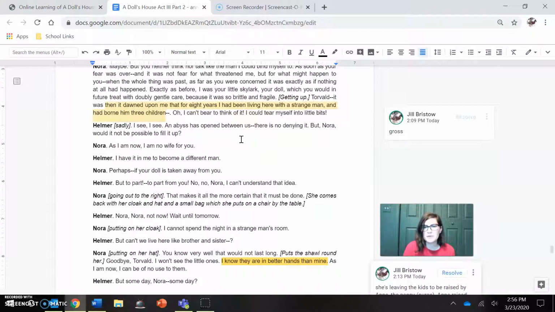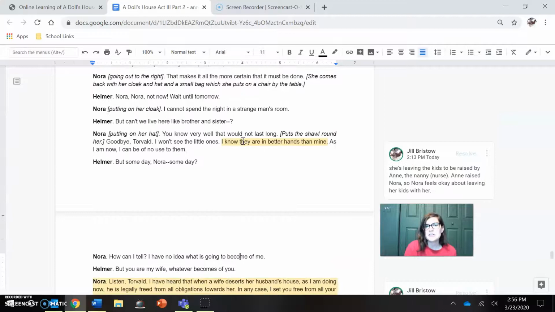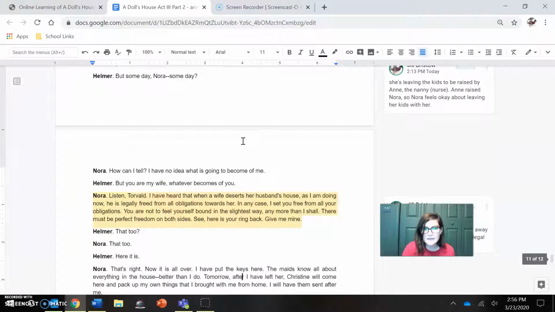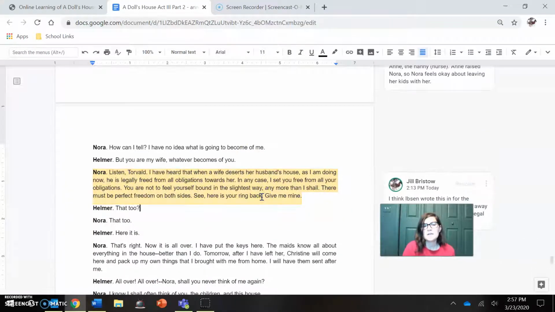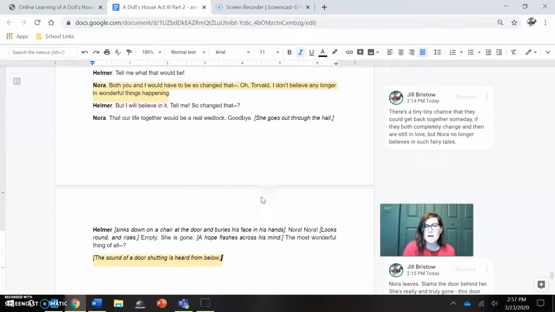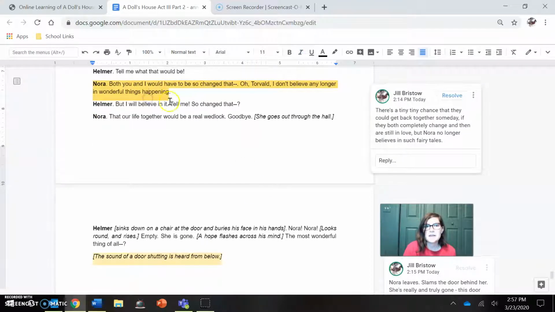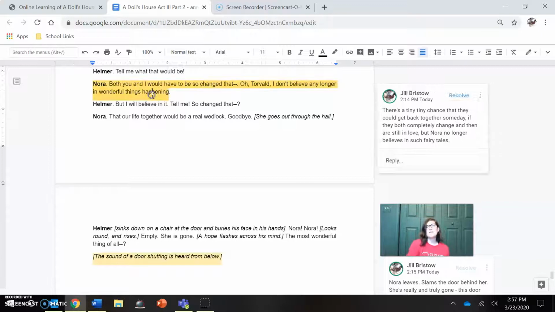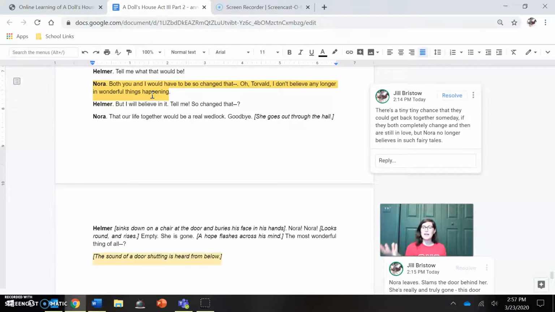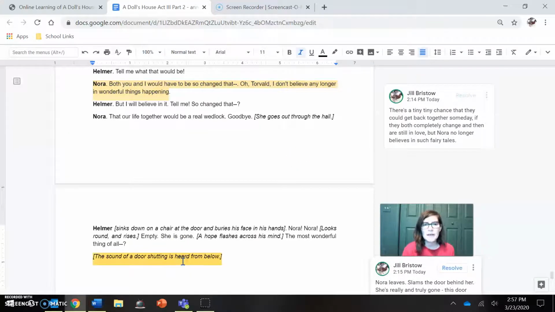She says it feels like she's been living with a stranger for so long. She's going to leave. She's leaving the kids with Anne, the nanny or the nurse, to raise them. She gives him his ring back. She walks out. And she says the only chance they have of ever getting back together is if the two of them change so much that their marriage could be like a real marriage. But she no longer believes in such things as that happening. And then she walks out, and we hear the sound of a door slamming from below. Probably the most famous sound effect in a play, like, ever.